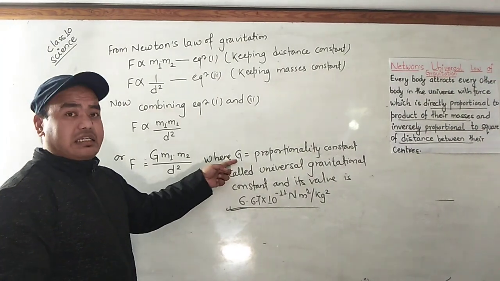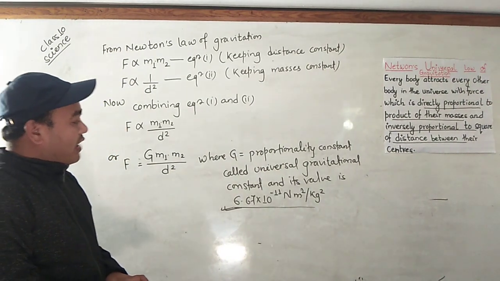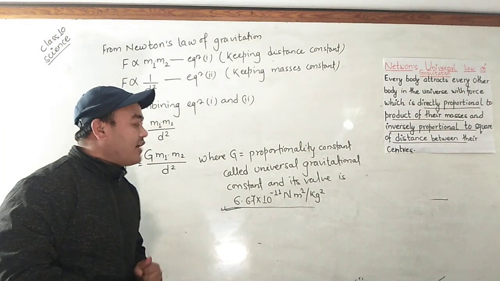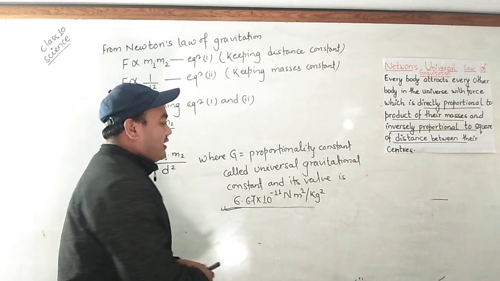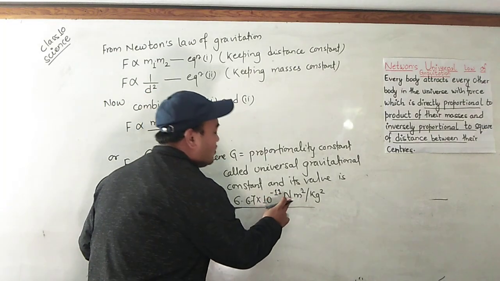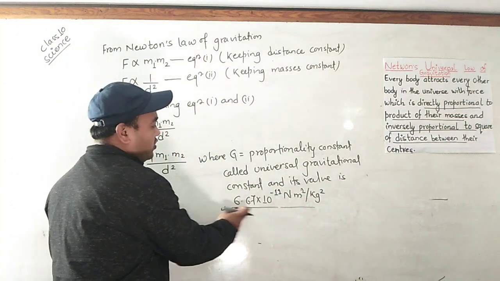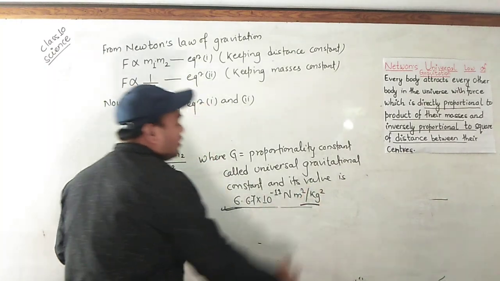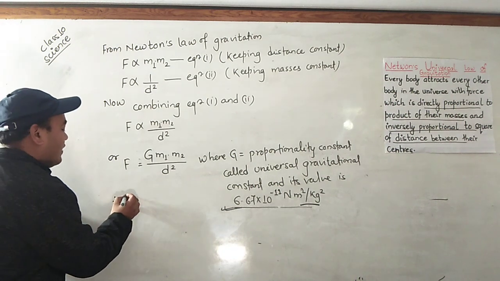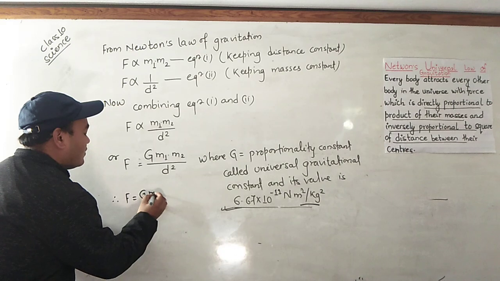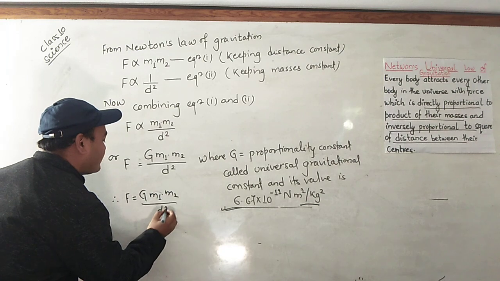Similarly, what it is called and how it is defined, we should be able to define it, and we should memorize these values. Once again, the value is 6.67 into 10 raised to power minus 11, and the unit is Newton meter square per kg square. So while writing this value, you should also write its SI unit. From this relation, our aim was to derive this relation, and we have derived it.